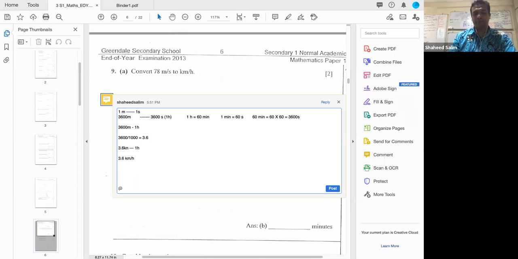So we do the same thing. These are the steps. We will do the same thing for 78 meters per second. 78 meters in 1 second. You want to change this to 3,600 seconds, which is equal to 1 hour. So how do you get from 1 second to 3,600? You need to times by 3,600. So 78 must times by 3,600. And this is in meters. So what do you get?